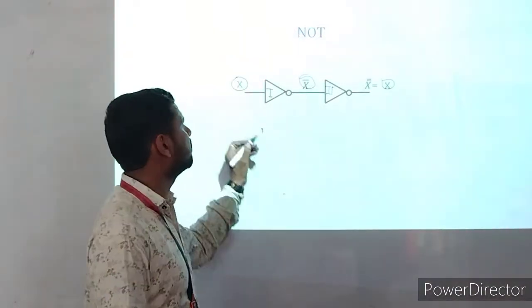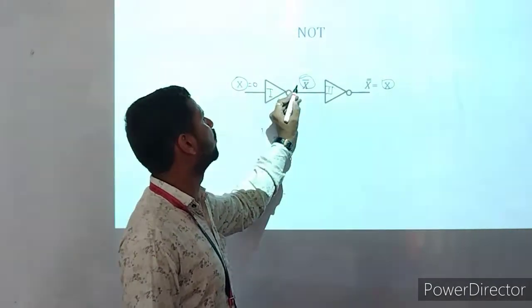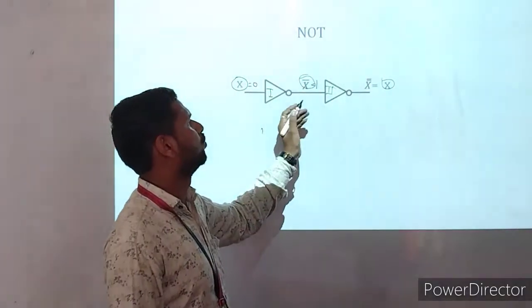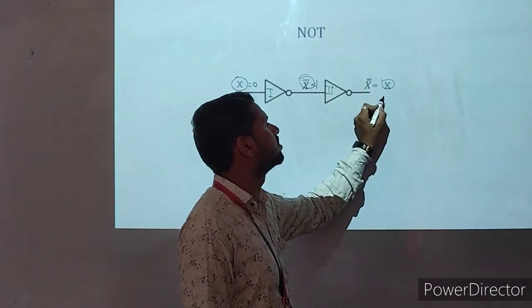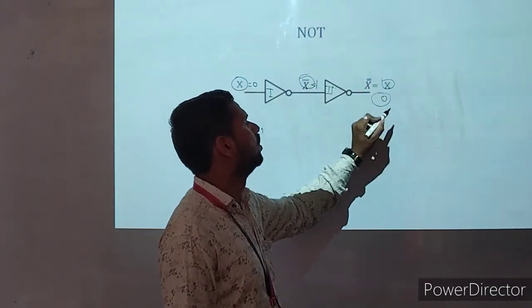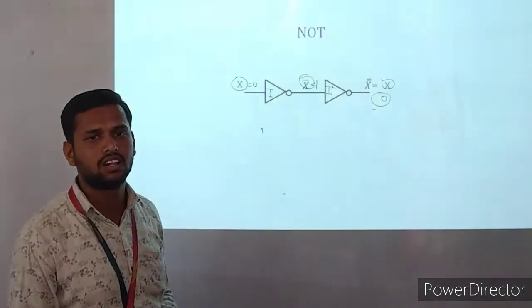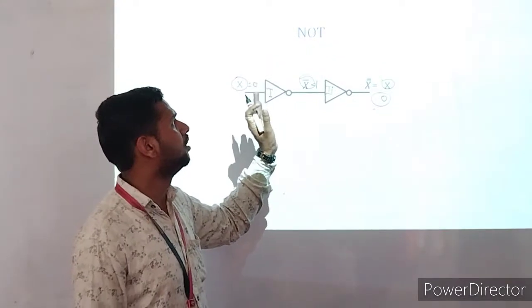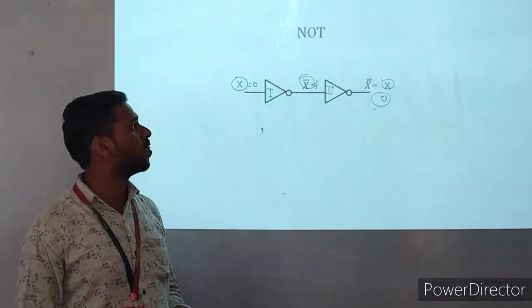We can use an example. If X is equal to 0, the first NOT gate output is equal to 1, which is connected to the second NOT gate, and 1 complement is equal to 0. So the output 0 and the input 0 are the same. That is the buffer function, which can be done by two NOT gates connected back-to-back.